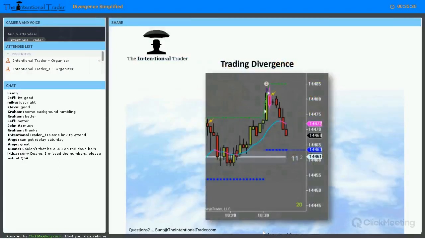Cool indicator. All right, so trading divergence. We're going to talk about this a whole lot more on Saturday. But just for a quick reference, it's going to look like that.